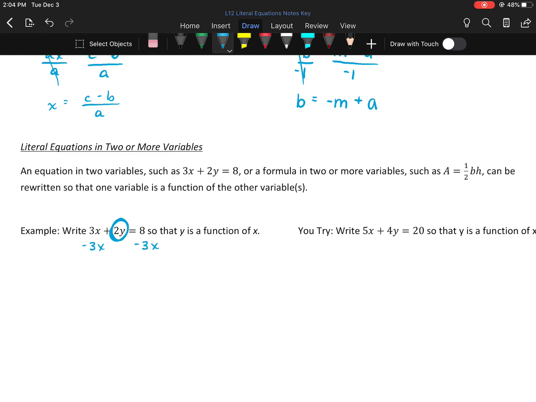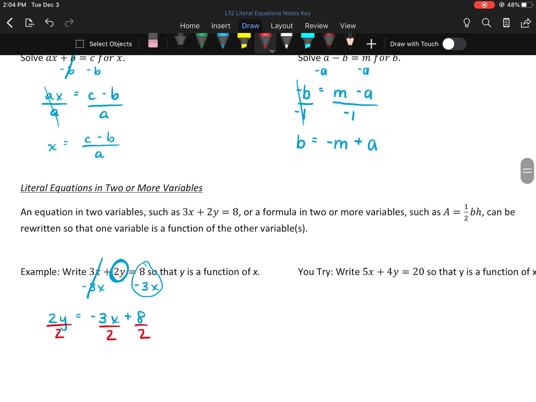I'm trying to get the y to be by itself. So it'll go away over here. Over here, I'm going to get 2y, and then 8 minus 3x. I can't combine like terms. I'm going to write the x's first. So it's negative 3x plus 8. And then my last step is I still have a 2 up front, so I'm going to divide by 2 here, here, and here.